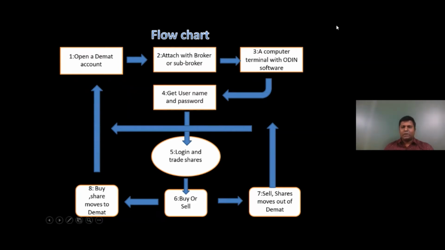So get username and password. When we have this terminal, as I mentioned, the user ID and password will be given by the broker. Login and trade shares. You can buy or sell the shares. Buy shares to move to your demat account. Sell the shares to move out of your demat account. So if you are buying the shares, they will go to your demat account. If you are selling the shares, they will come out from your demat account. So this is a very simple, simplified flow chart which will help us understand how the demat account operates.